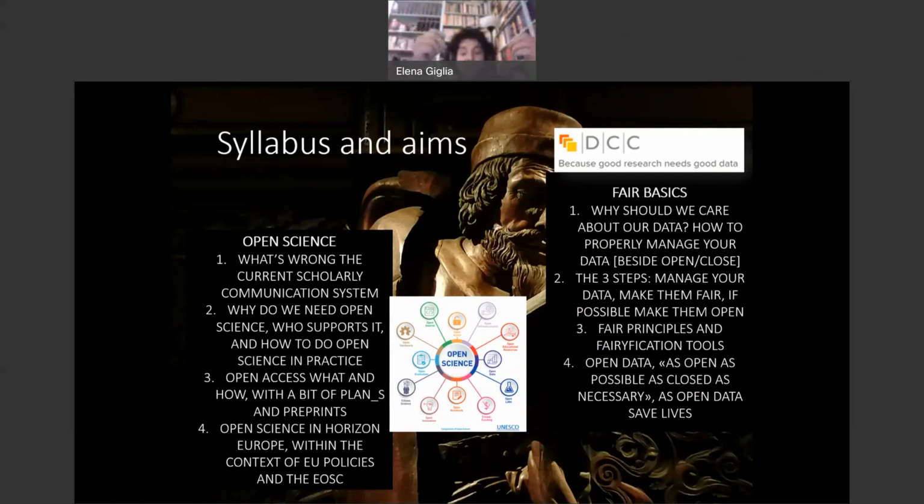So all data should be open by default. You have to keep them closed only if you have some reason. And we stressed a lot the difference between FAIR data and open data, because findable, accessible does not mean open.